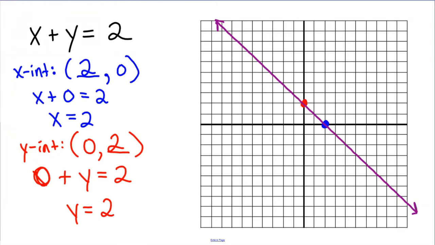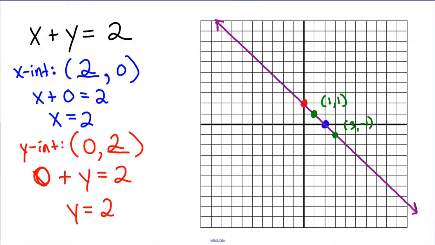Now again, I can check some other points on this line, like this point right here. This is the point 1, 1. Well, if I plug that into my function, 1 plus 1 equals 2. That is also a solution. If I wanted to check this point right here, which is 3, -1, 3 plus -1 is 2. That is also a solution. So you'll know that every point on this line is a solution. We just found 2 of the easier ones.